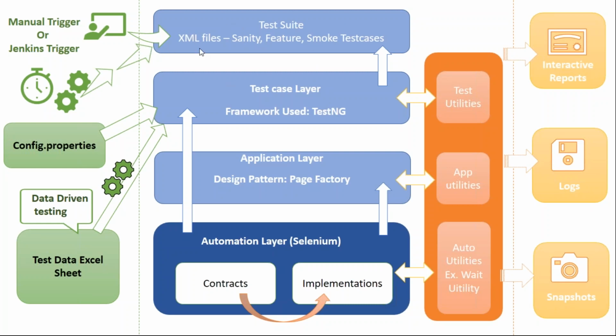Remove them, insert BDD. So for BDD, again, there will be one new layer which will come, which will replicate or implement this, and then we will be having some feature files which will be replacing these XML files. Rest everything will remain the same. So this is the kind of framework we are going to create. Remove a layer, insert the new one, and you're ready to go.